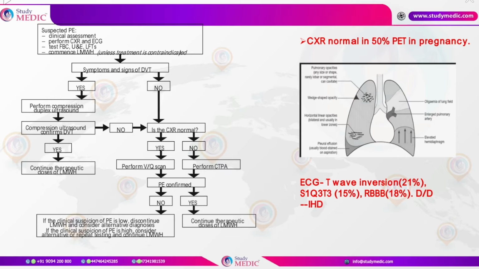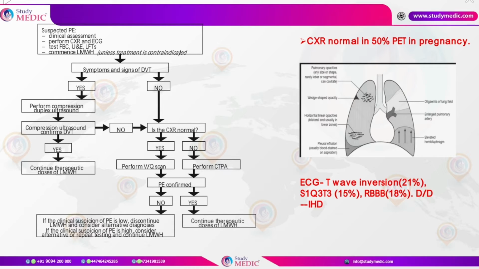If it is low, then discontinue the low molecular weight heparin and consider the alternative diagnosis for the same. But if your clinician feels that the suspicion is on a higher side, then consider the alternative and repeat testing, but you need to continue with the low molecular weight heparin. This chart is very important for your exam purpose, because whenever you are suspecting pulmonary embolism, you should be very quick in management of the patient.